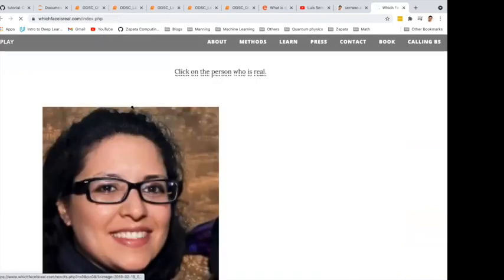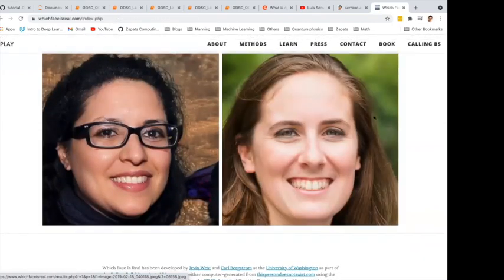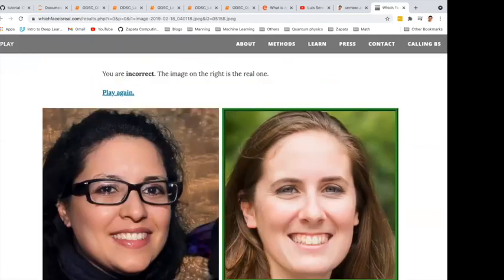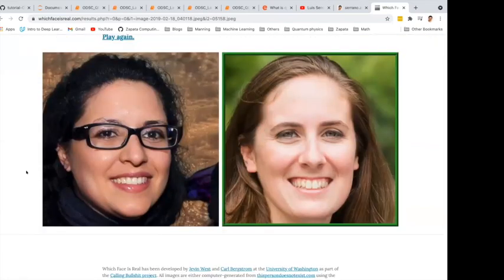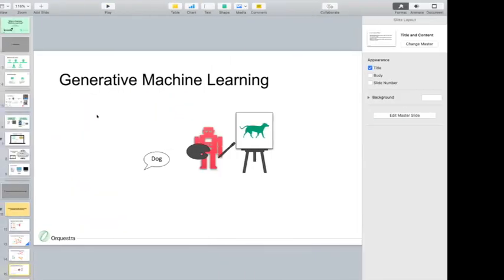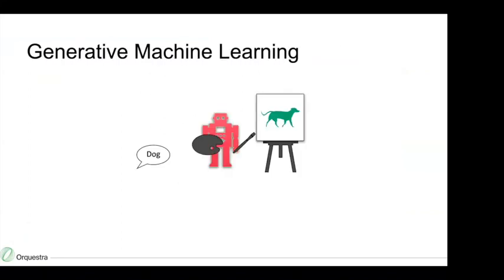And we can keep going. Let's do one more. Right or left? I'm going to go with right. I think people are going with left and right. Actually, no, I think I'm going to go with left because those glasses are hard to draw. Is it left? I got it wrong. Okay, well, you realize how good computers are at drawing these things. So this is generative machine learning.